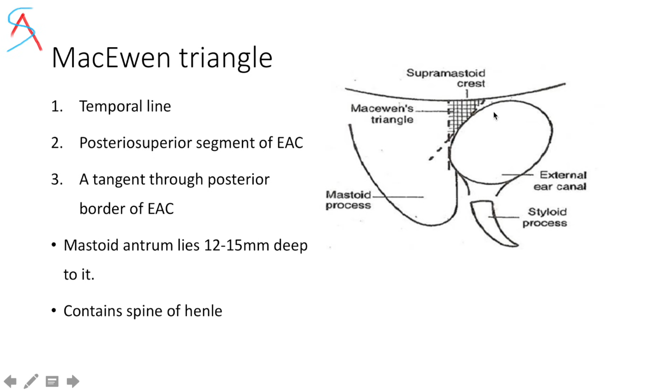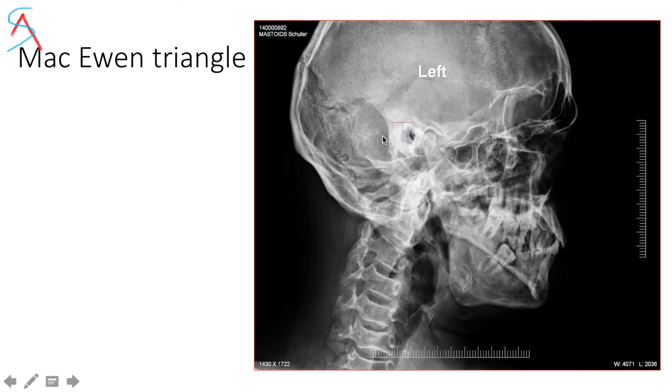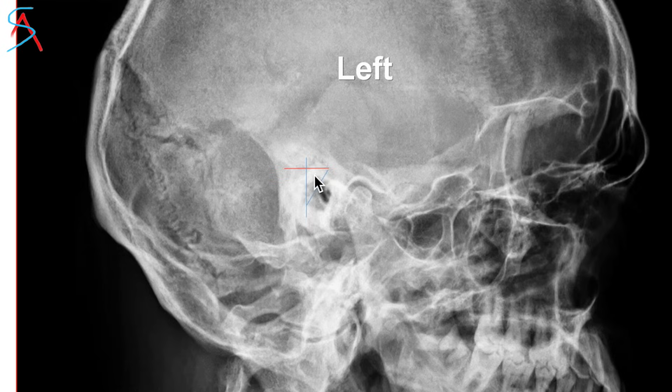Here you will find MacEwen triangle. The importance of this is mastoid antrum lies approx 12 to 15 millimeter deep to it, and also it contains the spine of Henle. Most of the time examiner will ask you where is the MacEwen triangle. So here you can draw. Here you will find MacEwen triangle.